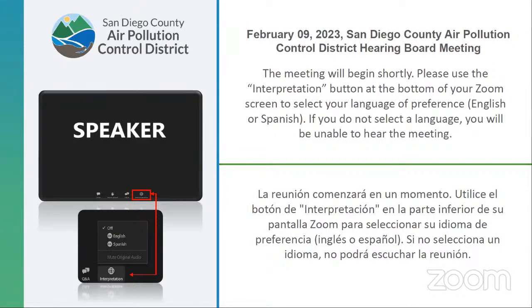Madam Clerk, that is the end of the instructions in Spanish. Would you like them also given in English, or are we good?